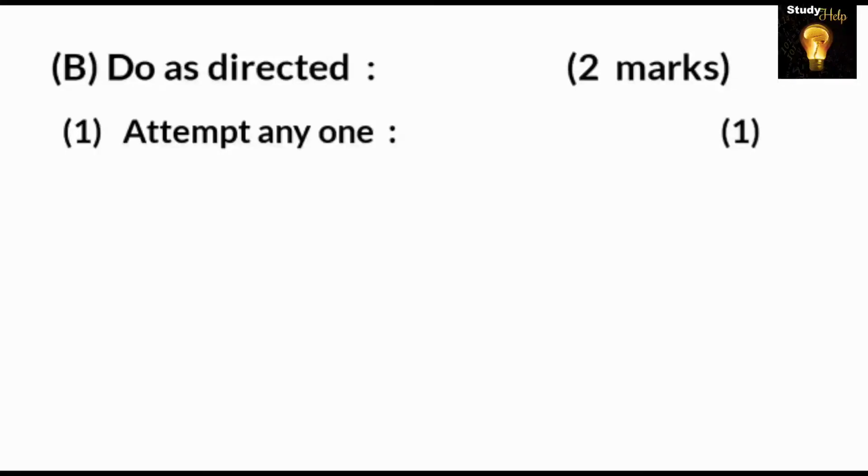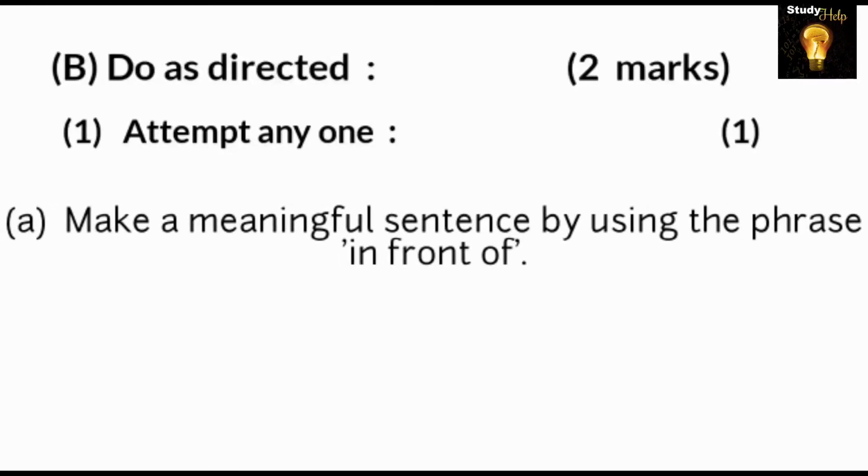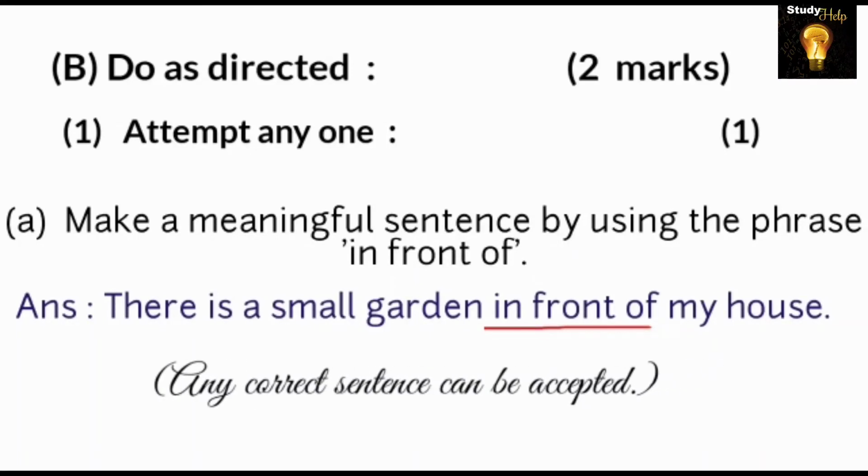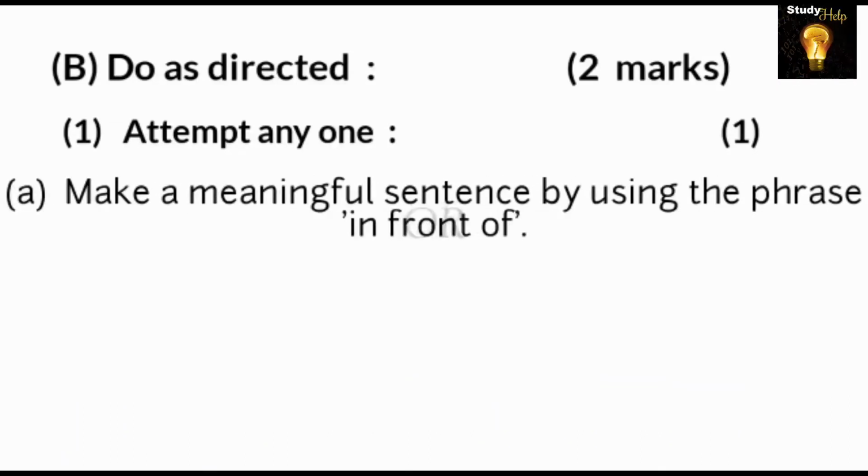And from the first question there is B part. It is for 2 marks. Internal options are there for 2. First one is attempt any one. 2 options will be there. First one, A, make a meaningful sentence by using the phrase in front of. Any phrase can be asked from your textbook. So you have to write it in your own sentence. For example, there is a small garden in front of my house. Any correct or other answer can be accepted here.